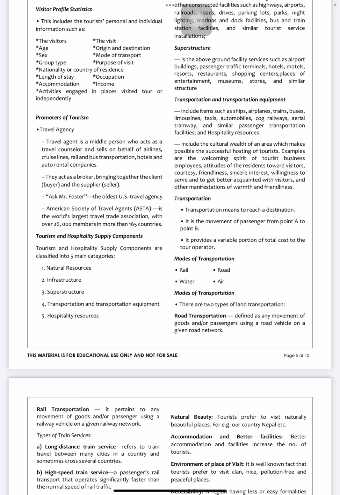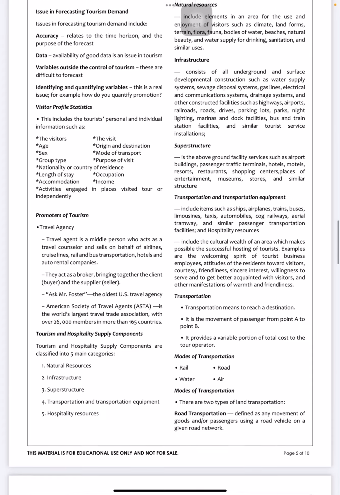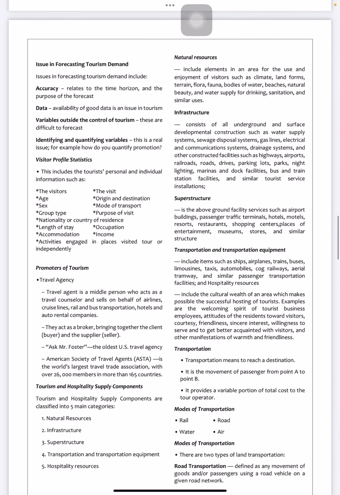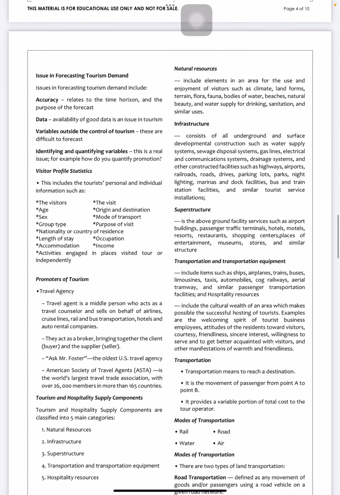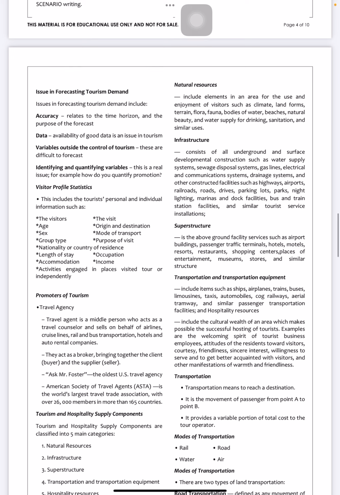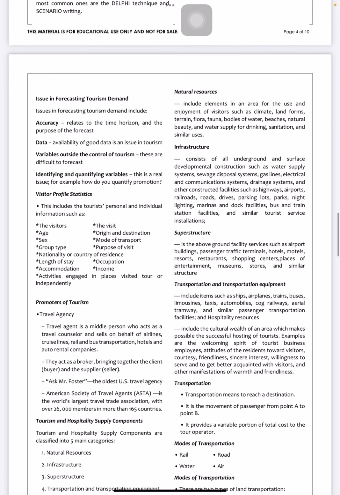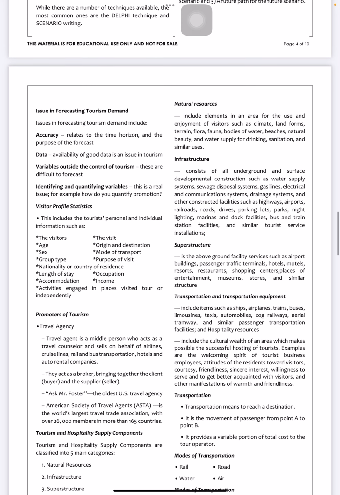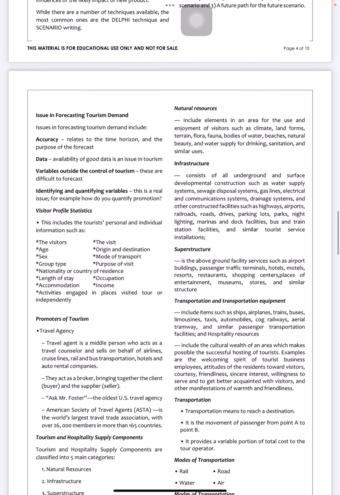So, five categories: the natural resources, infrastructure, superstructure, transportation and transportation equipment, and hospitality resources. These five are the things that people tend to consider most often before they visit a place. Natural resources, like the hot spring and cold spring here. Infrastructure, the roads, so it is not difficult and not dangerous. Safety, even when it rains.